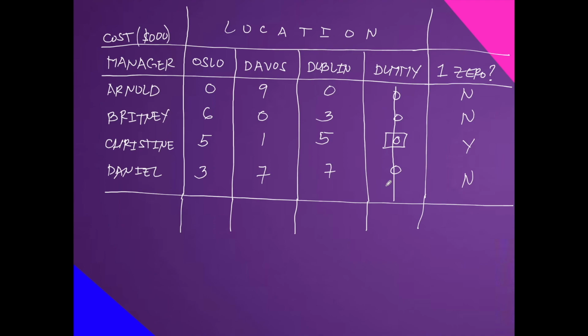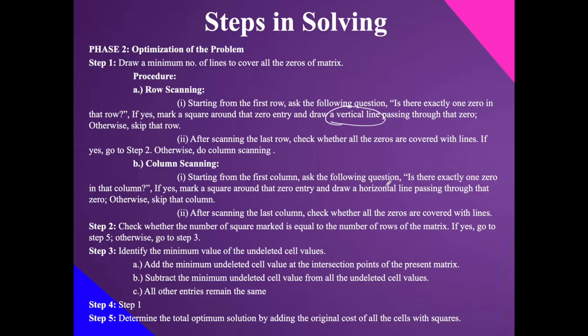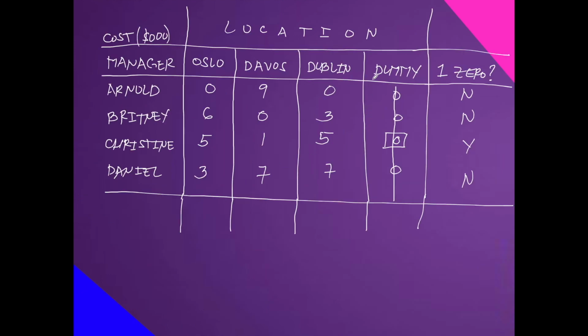Ayun yung sinasabi ng first step for optimization ng problem. Pero sa row scanning pa lang yan. Okay na yan, check na natin. Sabi dito sa pangalawa, after scanning the last row, check whether all the zeros are covered with lines. If yes, go to step 2. Laktawan natin yung B. Pero pag hindi pa, do a column scanning. Check natin. May 0 pa ba? Na-erase na ba yung mga 0? Hindi pa eh. Meron pa dito, and dito.